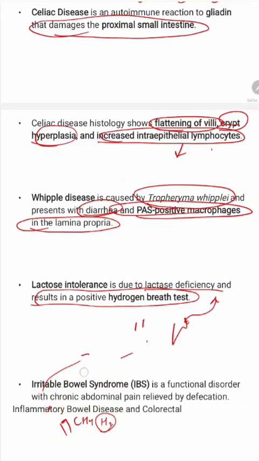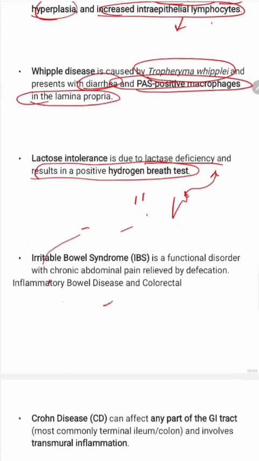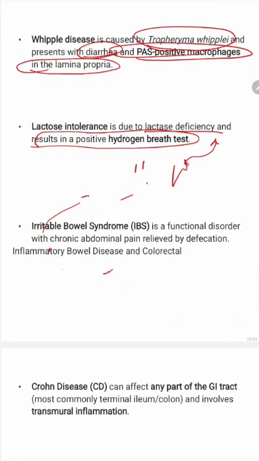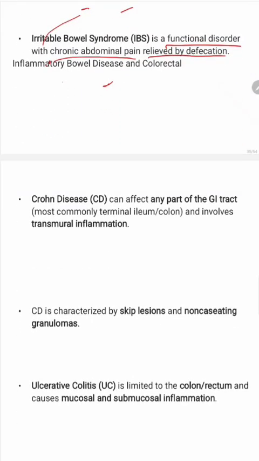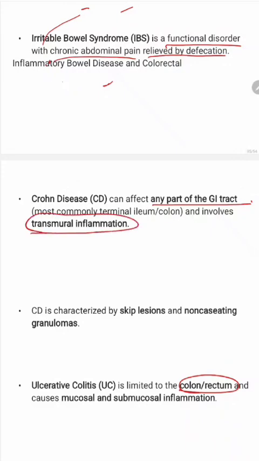Okay, now irritable bowel syndrome. It is a functional disorder with chronic abdominal pain. It is relieved by defecation. Now inflammatory bowel disease. So inflammatory bowel disease includes Crohn disease and ulcerative colitis, and these are really important. Okay, in inflammatory bowel disease, Crohn disease affects any part of the GIT, while ulcerative colitis is limited to colon and rectum. Okay, and inflammation here is transmural.